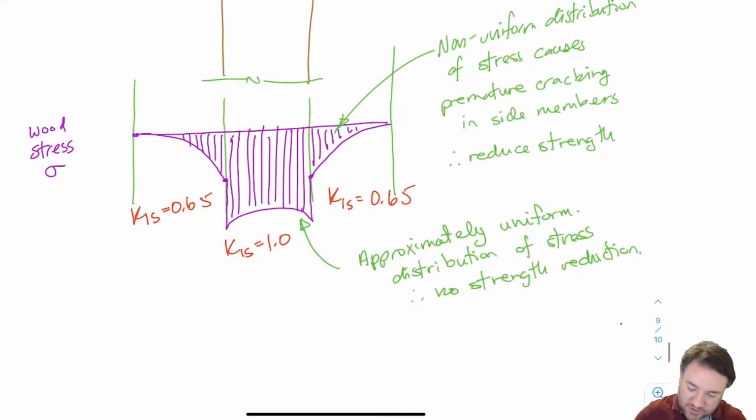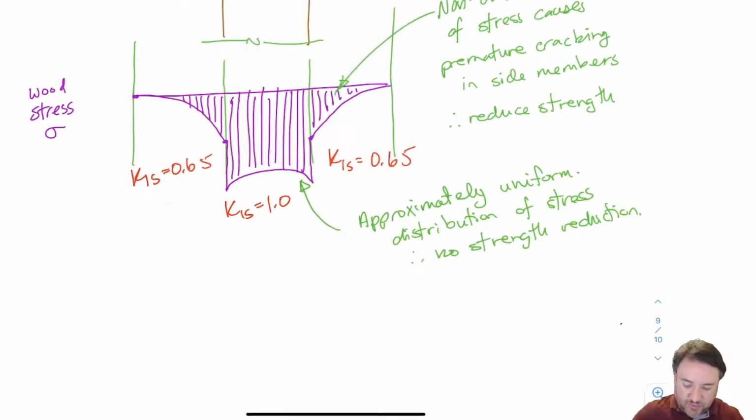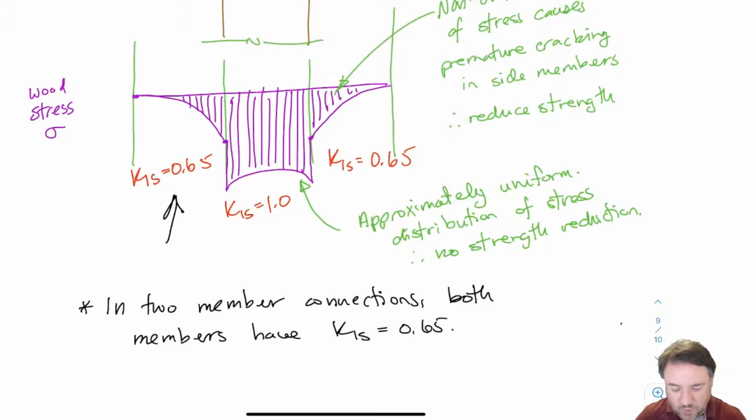And that's basically all you need to know. In a 2-member connection, both members are side members, so both members are going to have this kind of non-uniform distribution of stress. Therefore, for both members in a 2-member connection, I'm going to use KLS equal to 0.65.